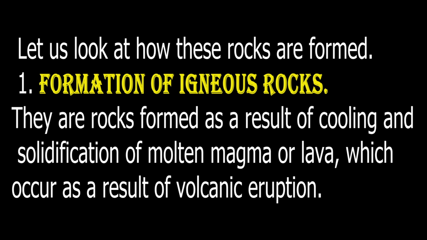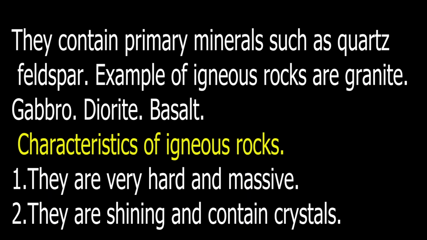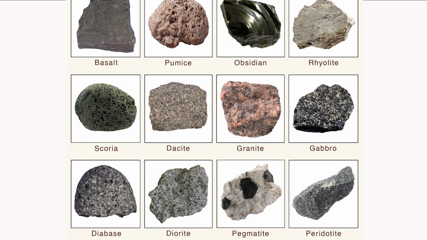They are rocks formed as a result of cooling and solidification of molten magma or lava, which occur as a result of volcanic eruption. They contain primary minerals such as quartz, feldspar. Examples of igneous rocks are granite, gabbro, diorite, basalt.